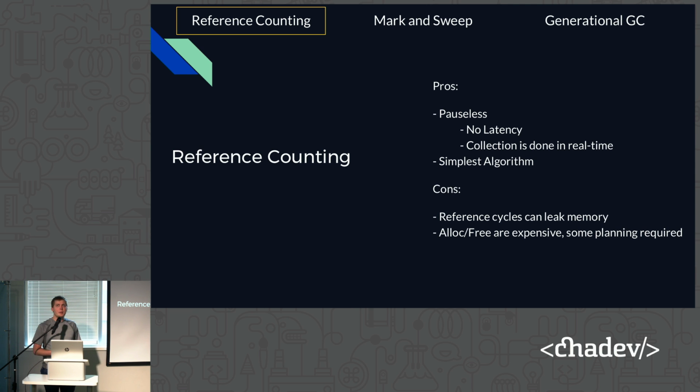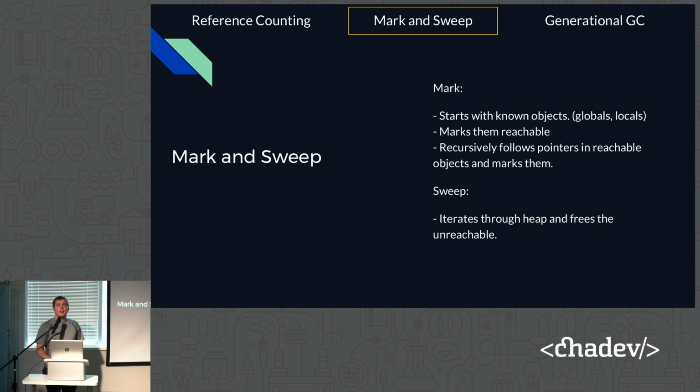Reference cycles can leak memory, and because everything is happening as soon as you ask it to happen, alloc and free can be relatively expensive, especially compared to a generational GC. So planning is required around tight loops, not having allocations, and that kind of thing.